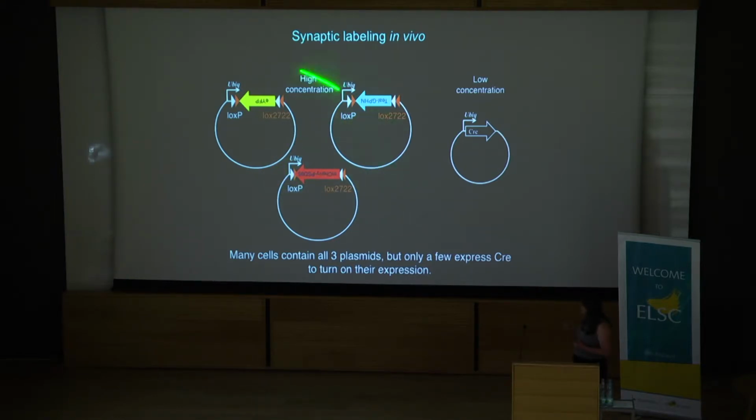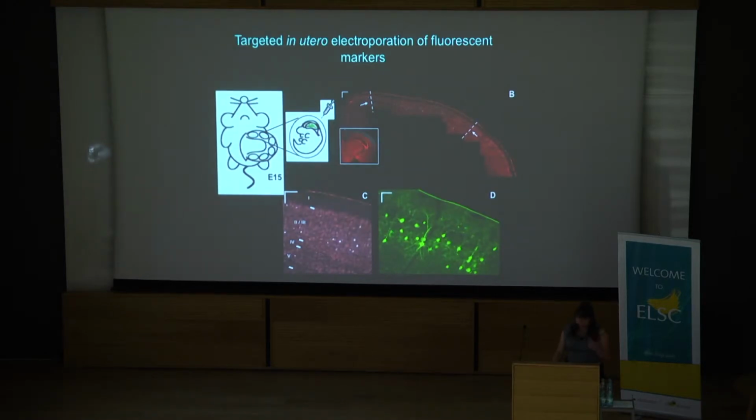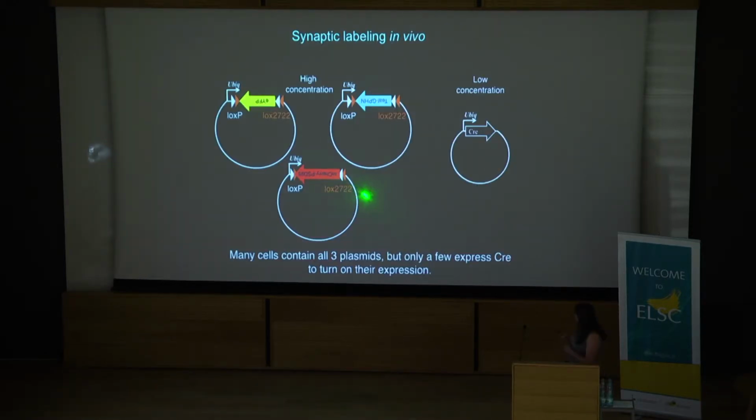And these three fluorophores are in different plasmids, and they're in DIO cassettes, double-inverted cassettes, where they don't express except in the presence of Cre. So what we do is we put all three plasmids together at high concentrations so that cells will get all three colors, and then we put a limiting amount of Cre, and only the cells that get the Cre will express all three plasmids.